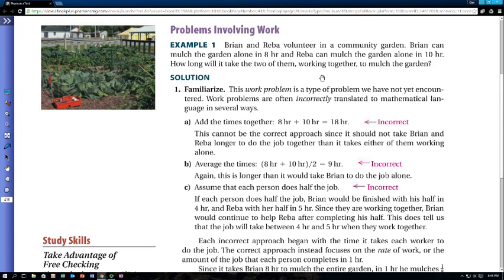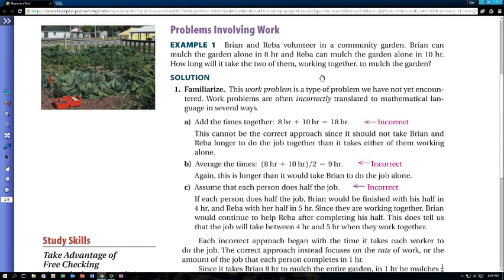If we familiarize ourselves with this problem, let's try some things. Work problems are often incorrectly translated into mathematical language in several ways. First, we could add the times together. 8 hours plus 10 hours is 18 hours. This cannot be the correct approach, since it would take Brian and Reba longer to do the job together than it takes either of them working alone.